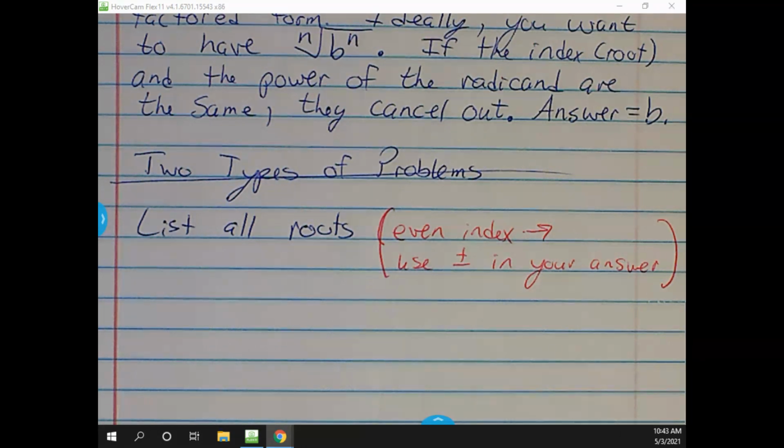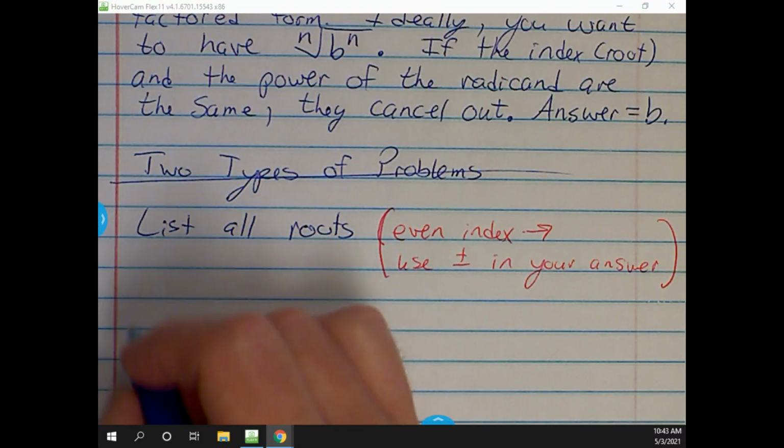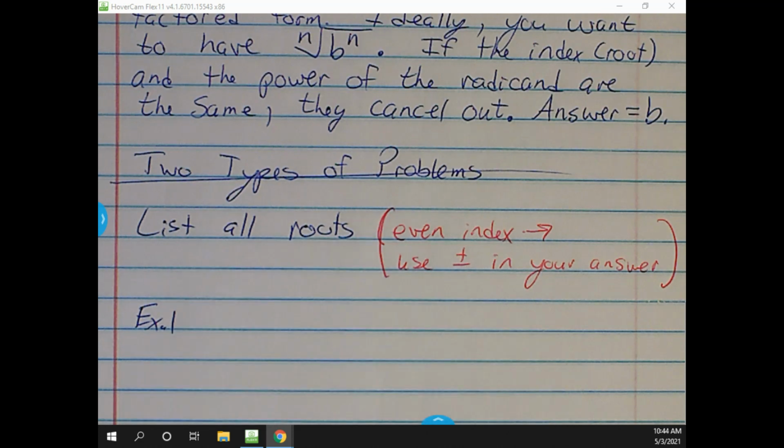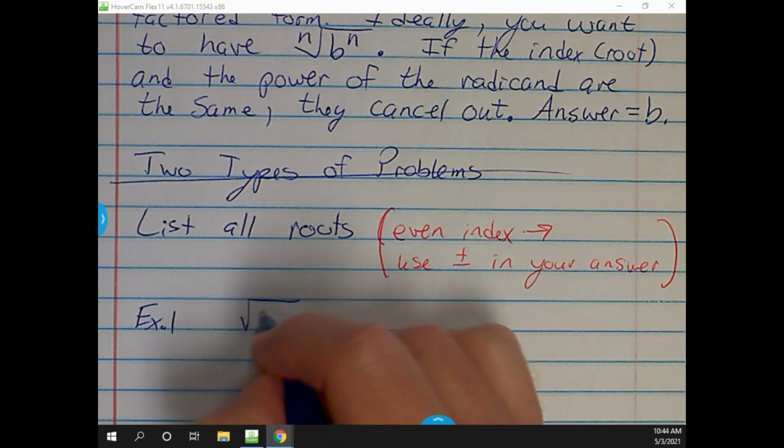Okay. Now, if it's not an even index, then you don't have to worry about it. But if it's an even index problem, when you do these, you've got to use plus or minus in the answer. So, for example, if it says to list all the roots, and they give you the square root of 25.